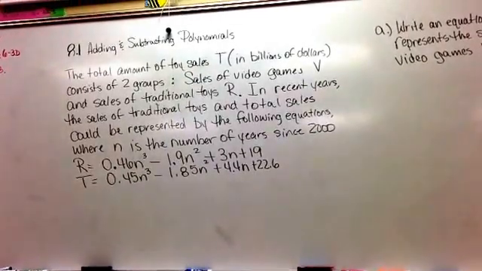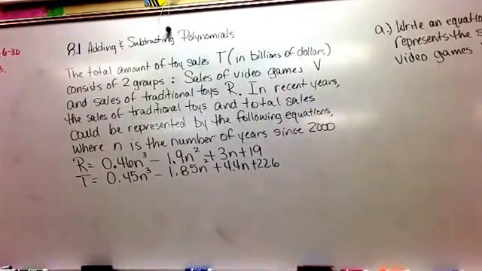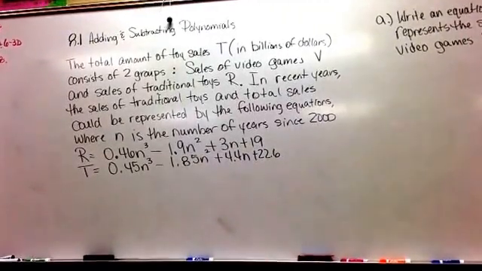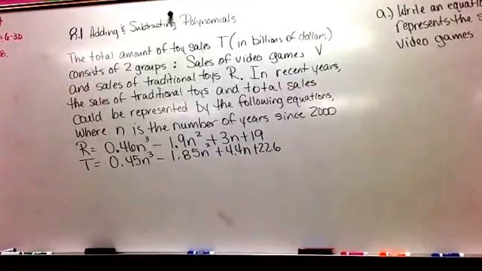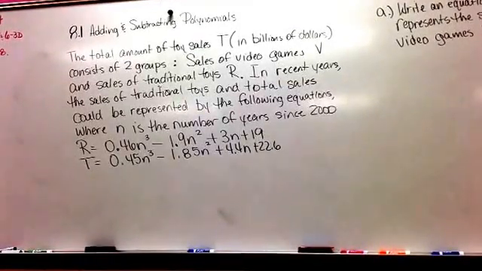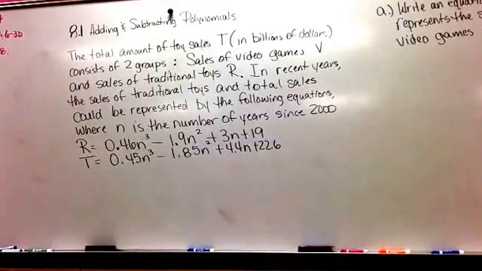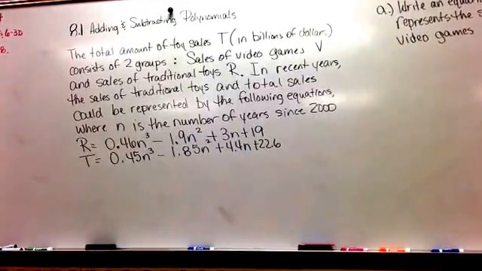Students, here's a real-world example of how you might use polynomials. The total cost of toy sales T in billions of dollars consists of two groups: sales of video games V and sales of traditional toys R. In recent years, the sales of traditional toys and total sales could be represented by the following equations, where N is the number of years since 2000.